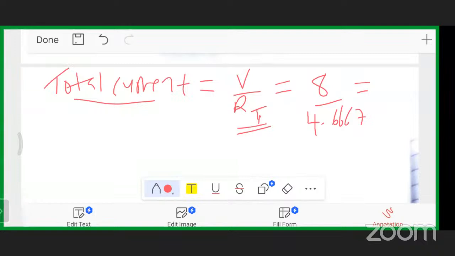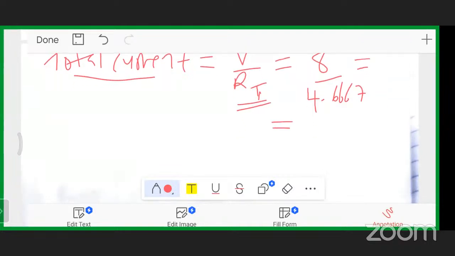And I was requesting for an answer, only to be told I'm muted. So that would be 1.7143. So that is the total current that is there.